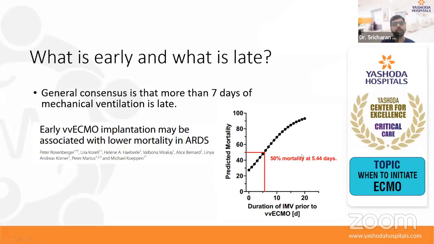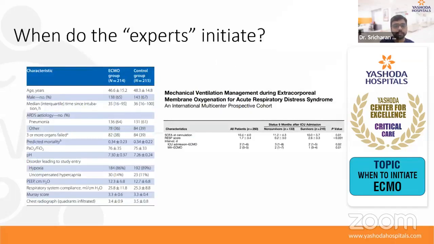the mortality at a 5.5-day gap between invasive mechanical ventilation and veno-venous extracorporeal membrane oxygenation tends to be around 50% at 5 days. So this is significantly higher mortality if we are considering patients for ECMO in ARDS. Now we know what is late. So anything less than 7 days would be considered an early initiation of ECMO?